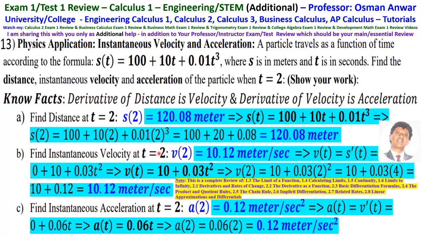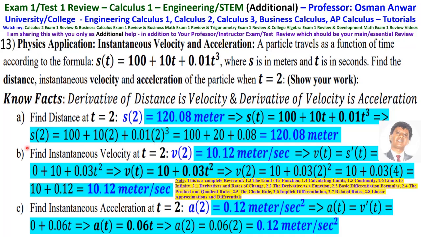B is find the instantaneous velocity at t equals 2. So now we don't have a formula for velocity, but we know the derivative of distance is velocity. So we take the derivative of the distance, which is s of t. The derivative of 100 is 0. The derivative of 10t is 10. The derivative of 0.01t cubed is 0.03t squared, and that is the velocity formula. So that means v of 2 is 10 plus 0.03 times 2 squared, which is 10 plus 0.03 times 4, which is 10 plus 0.12, which is 10.12 meters per second.